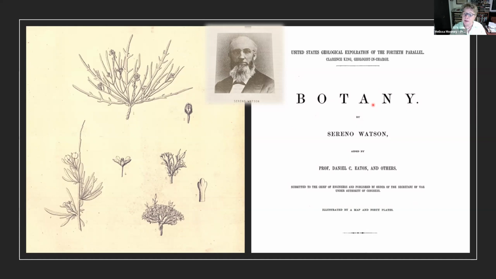And the botanist of the expedition was a rather sickly or ailing fellow, and over time got worse and worse, and Seneca Watson eventually took over the position of the botanist. And in 1871, he wrote the report of botany from the expedition. And this report includes 40 beautifully line-drawn illustrated plates of many of the plant species that he found during their expedition.